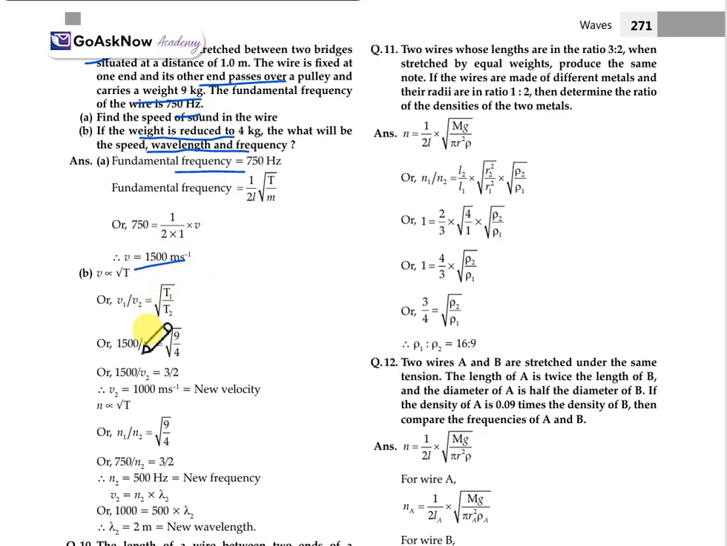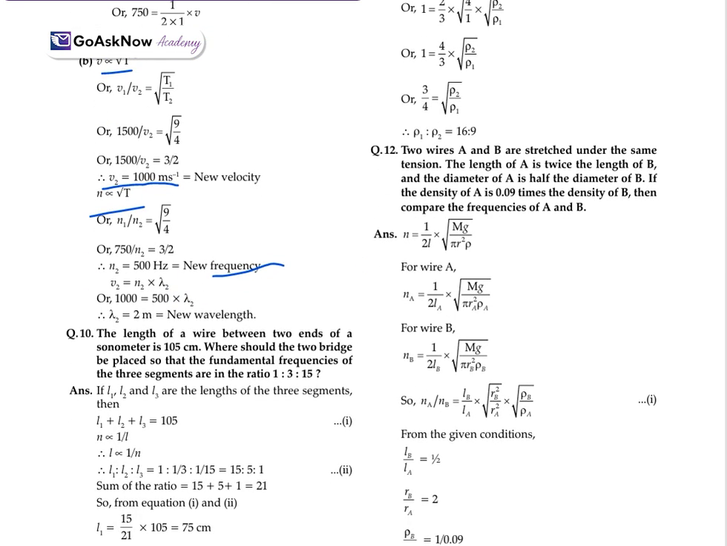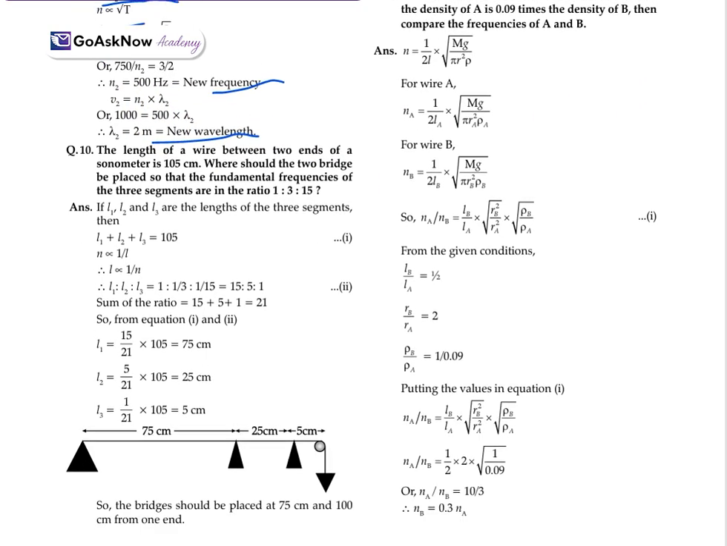Now the weight is changed, and we have to find the speed, wavelength and frequency. So V is directly proportional to the square root of T, then V1 upon V2 equals the square root of T1 upon T2. So we get V2 equals 1000. Now for the tension, N is directly proportional to the square root of T, we substitute the value and we get N2, which is 500 Hertz. It's the new frequency. And V2 equals N2 lambda 2, which means 1000 equals 500 into lambda 2. So the new wavelength we got is 2 meter.